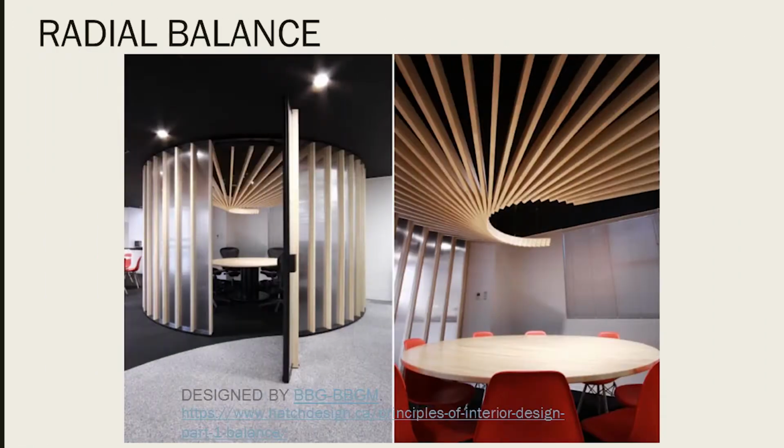Radial balance. So this is just like it sounds, it's circular in nature. So the arrangement is around a central focal point. So think chairs around a table, that would be a radial balance. A circular rotunda, or even a circular light fixture.